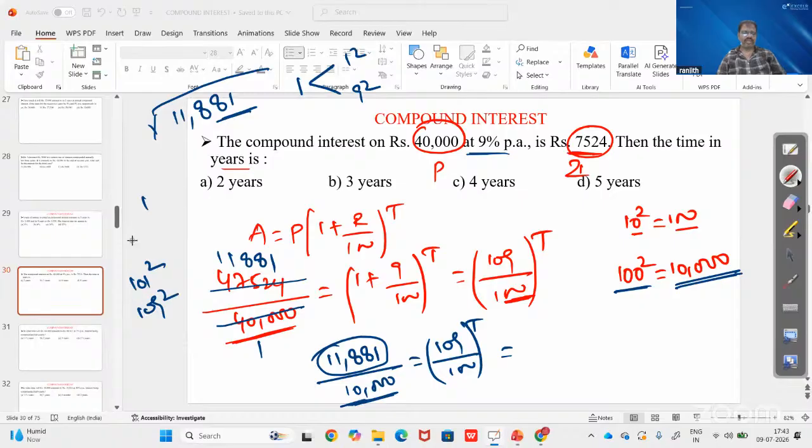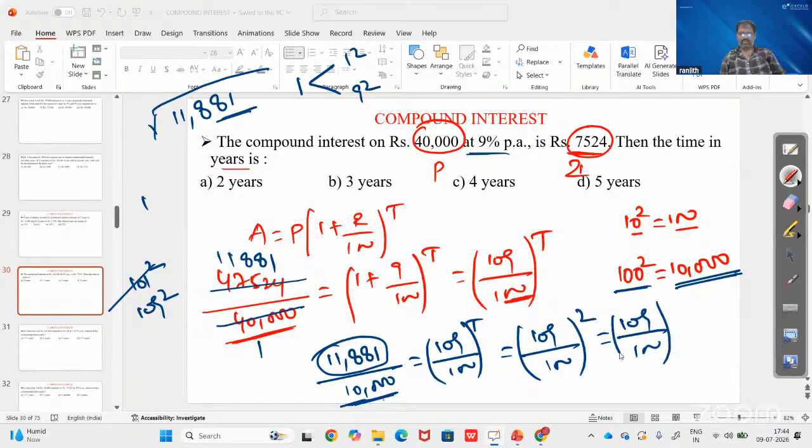Which one we need to select? Directly 101 is eliminated. Why? Because 100 will be equal to 10,000, and 101 is nearby 10,000 only, but it is nearly equal to 12,000. So it is obviously 109 square. 109 divided by 100 whole square is equal to 109 divided by 100 whole to the power of t. So bases are equal, powers should be equal. So t equal to 2, answer equal to 2 years.